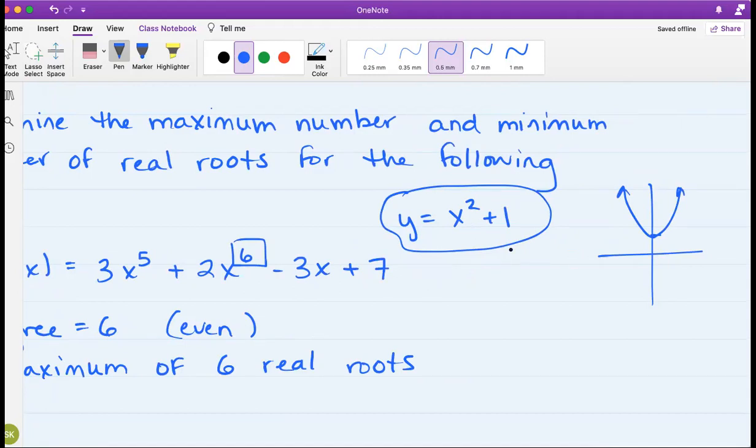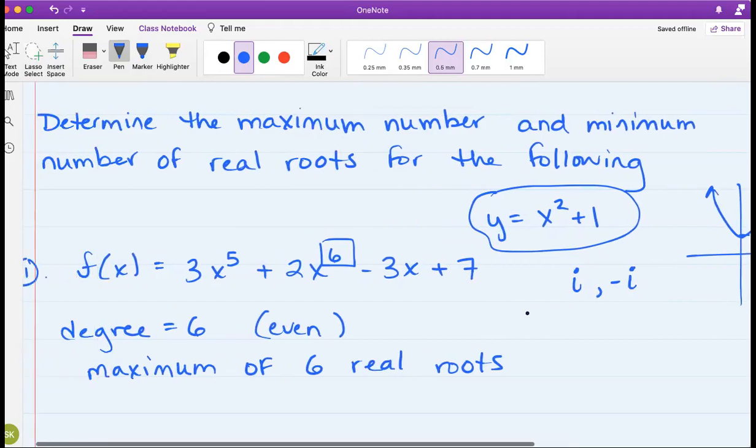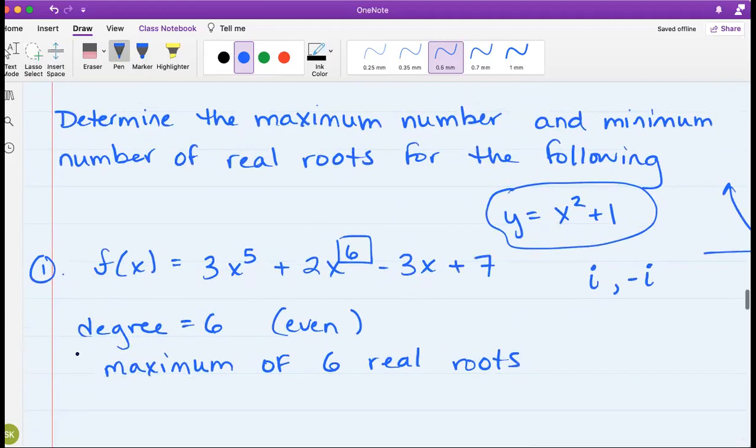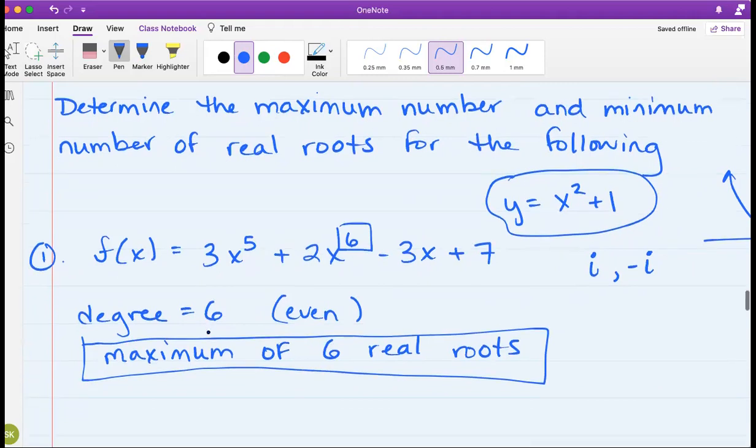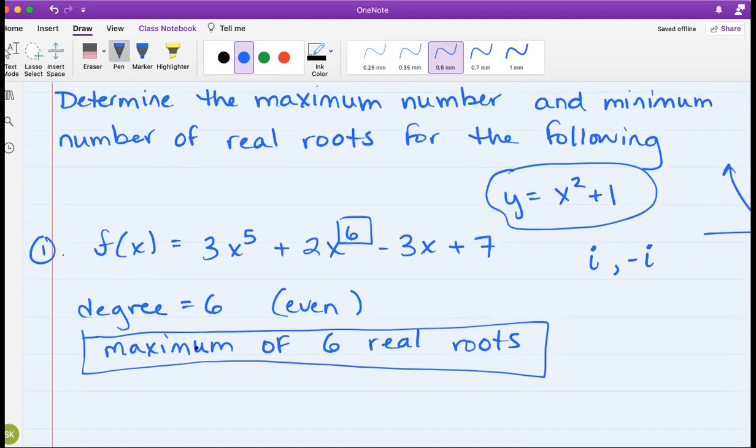So like this one, this has 2 roots. It has i and negative i. If you plug in either one of these, you'll get -1 plus 1, which will give you 0. And these are complex conjugates. So the maximum number of real roots we can have for a function with even degree is that number right here, the degree 6. And then we could also have complex roots.